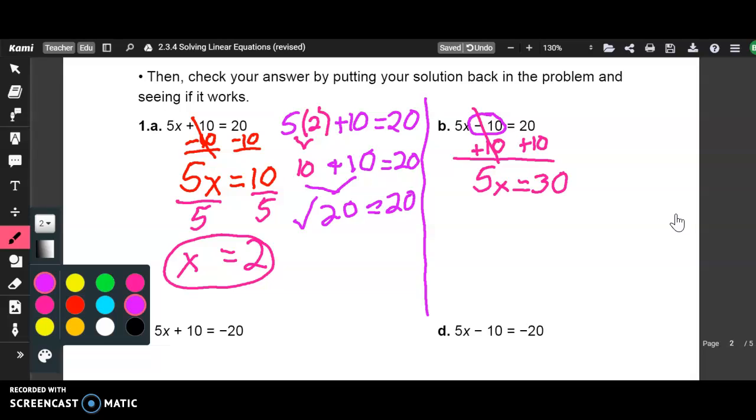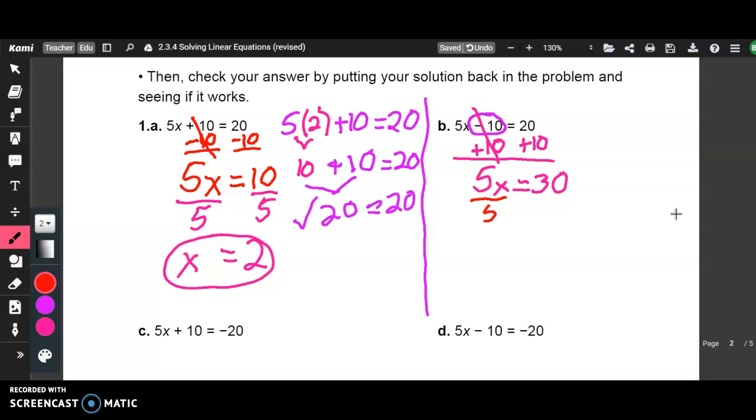So now my problem looks pretty similar to what I've been doing before. I'm trying to get x by itself, so what I want to do is divide by 5, divide 30 by 5 as well. When I do that, I get x equals 30 divided by 5 is 6. So I get x equals 6.